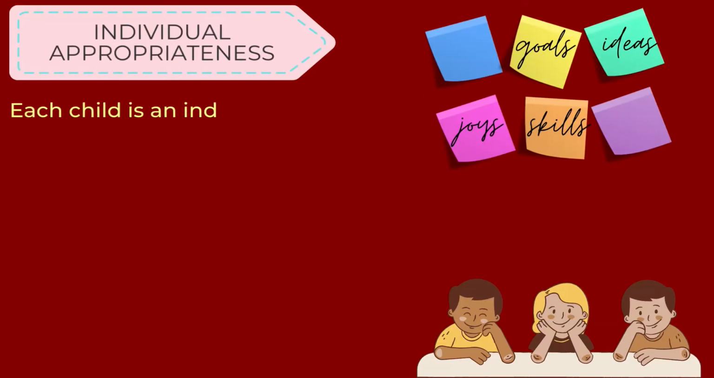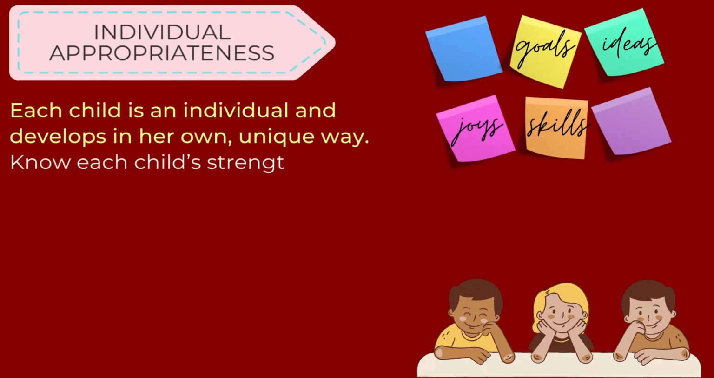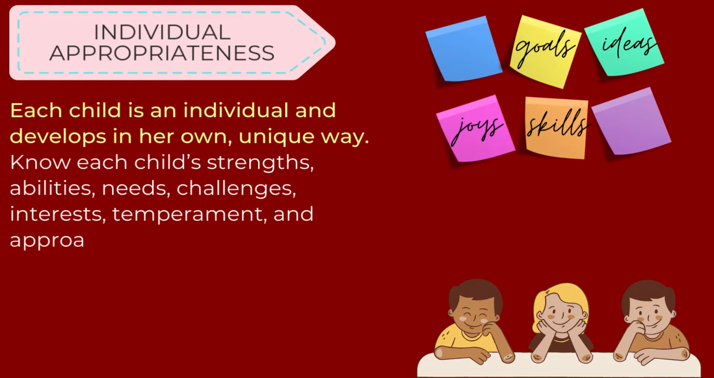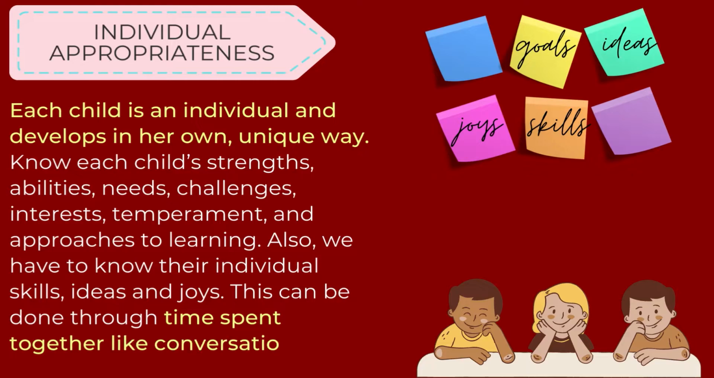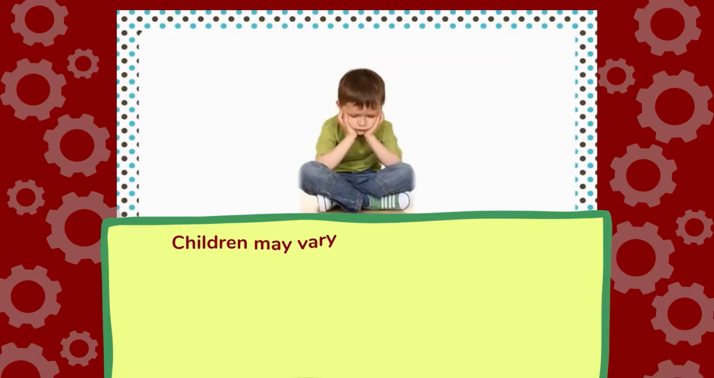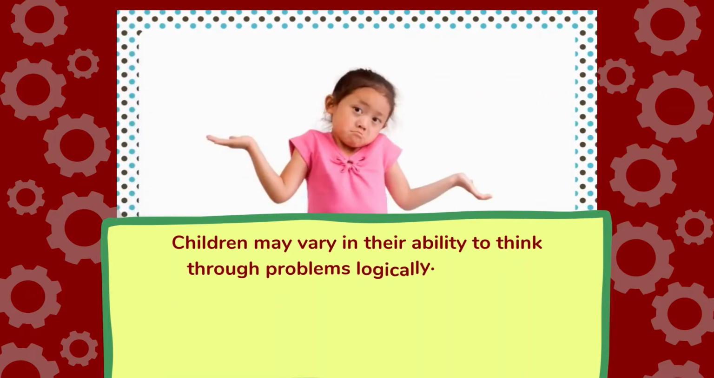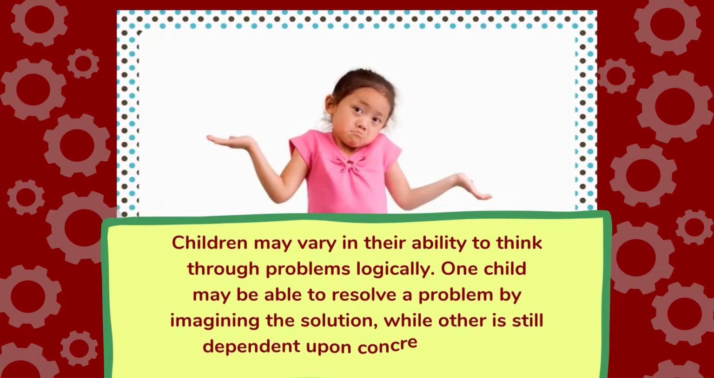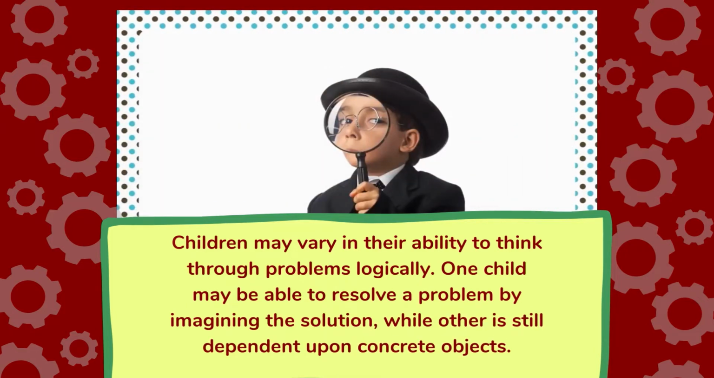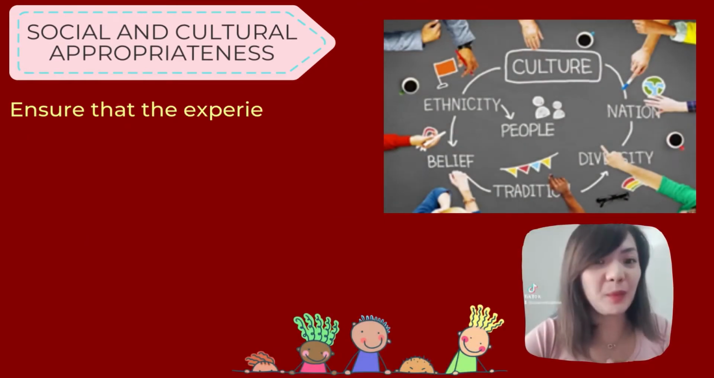Individual appropriateness. Each child is an individual and develops in her own unique way. Know each child's strengths, abilities, needs, challenges, interests, temperament, and approaches to learning. Also, we have to know their individual skills, ideas, and joys. This can be done through time spent together, like conversations. Children may vary in their ability to think through problems logically. One child may be able to resolve a problem by imagining the solution, while another is still dependent upon concrete objects.